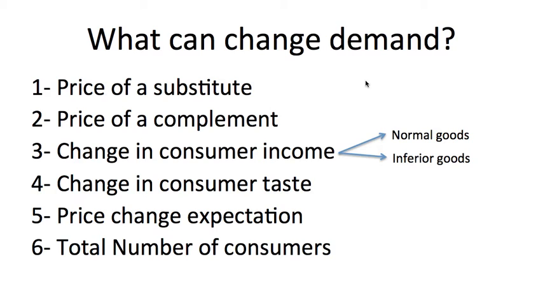And because of these factors, the demand curve is changing every day for every good. Same goes for the supply, which we will talk about in later videos. But let's try to break them down one by one. So we have the price of a substitute, the price of a complement, the change in consumer income, and there's 2 subcategories here, one for normal goods and one for inferior goods, the change in consumer taste, the price change expectation, and the total number of consumers.